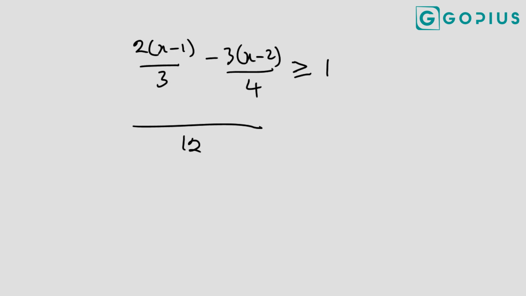3 into 12 will give us 4. We use 4 to multiply what is on top. So we have 4 times 2 here is 8 into x minus 1. Minus 4 into 12 here is 3. We use 3 to multiply what is here, which is 3. And that will give us 9 into x minus 2 is greater than or equals to 1. Okay, so here we can expand this bracket.